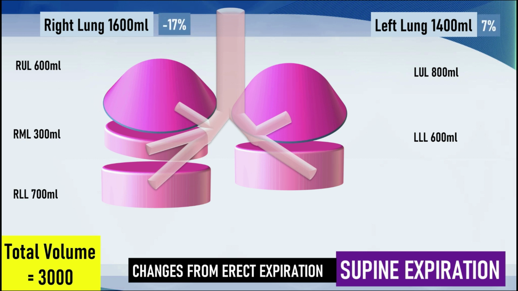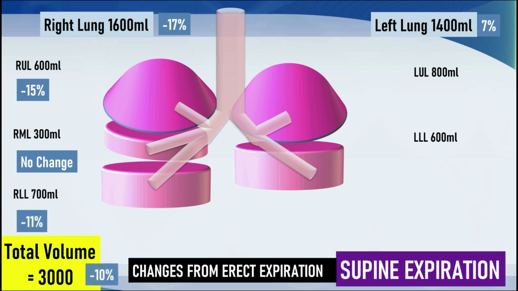So the biggest effect was on the right lung versus the left lung. Remember, the right lung is a bigger lung than the left lung. And the right upper lobe lost 15%, right middle lobe no change, and about 11% in the right lower lobe. The left upper lobe, there was virtually no change in expiration compared to being erect. So it's strange, you get this big loss of volume from the right upper lobe when you lie down, but not from the left upper lobe. Big loss though from the left lower lobe. So the overall loss of volume from being erect to lying flat was about 10%, but the biggest effect was on the right upper lobe and the left lower lobe.